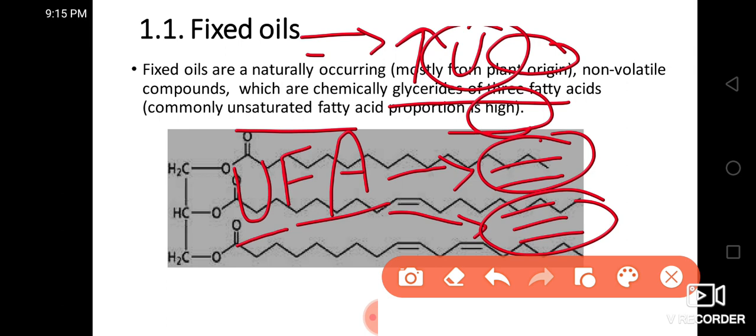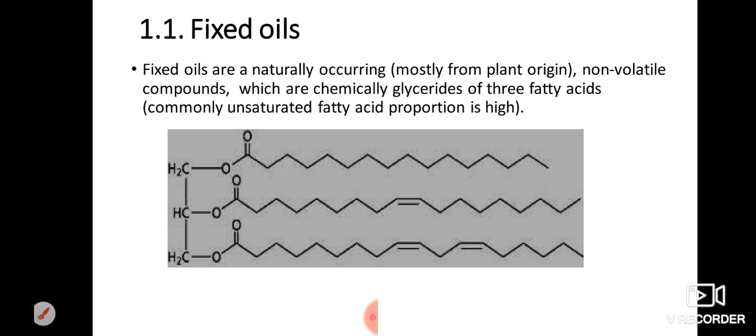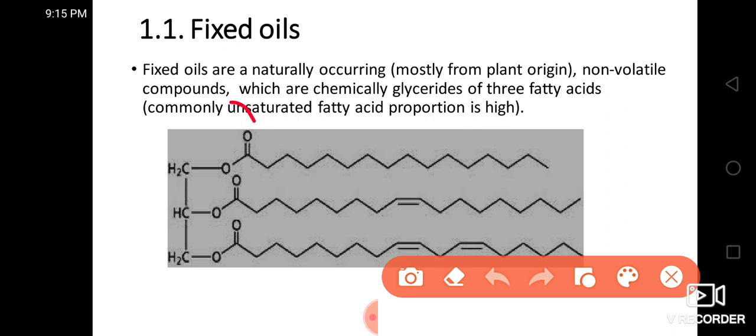Okay, so now you can see here below the structure of your oil, you can see this component. I have drawn this component for you. So this is triacylglycerol.